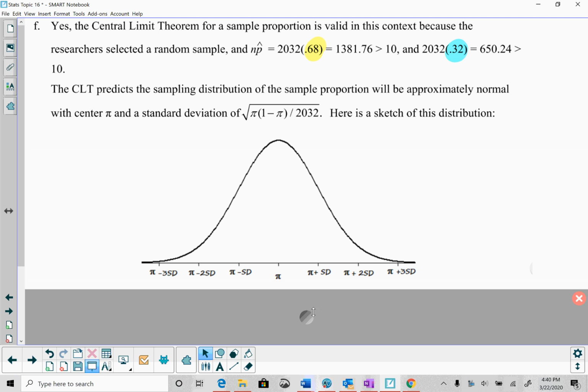So what does it all predict here? The sampling distribution will be approximately normal in shape. It will be centered at pi, again, that population proportion. And we could say that the standard deviation is going to be the square root of pi times 1 minus pi over n. Our sample size was 2,032. Take the square root. Okay, so remember, the central limit theorem will predict for us three things: the shape, center, and spread.